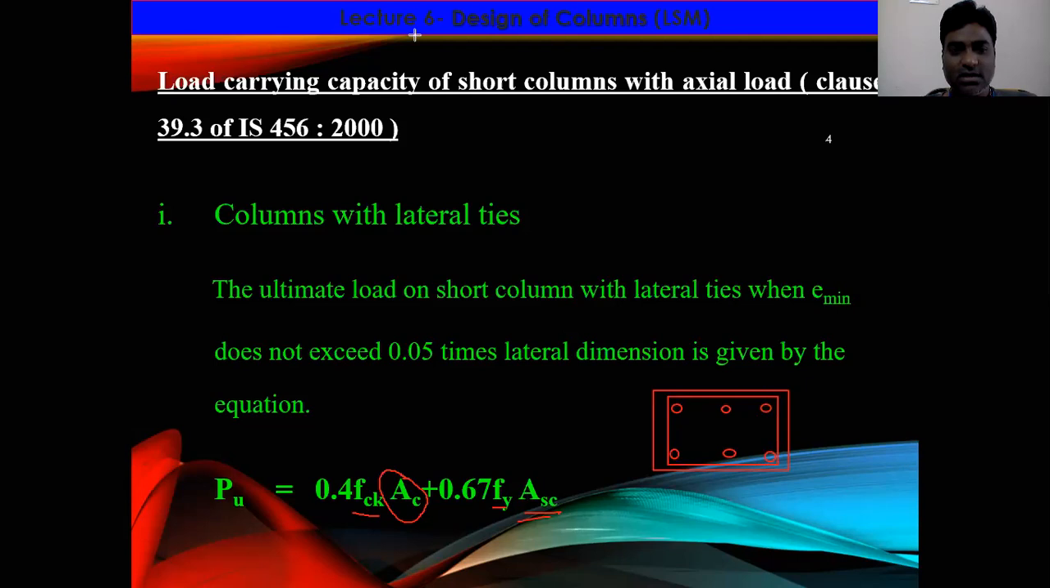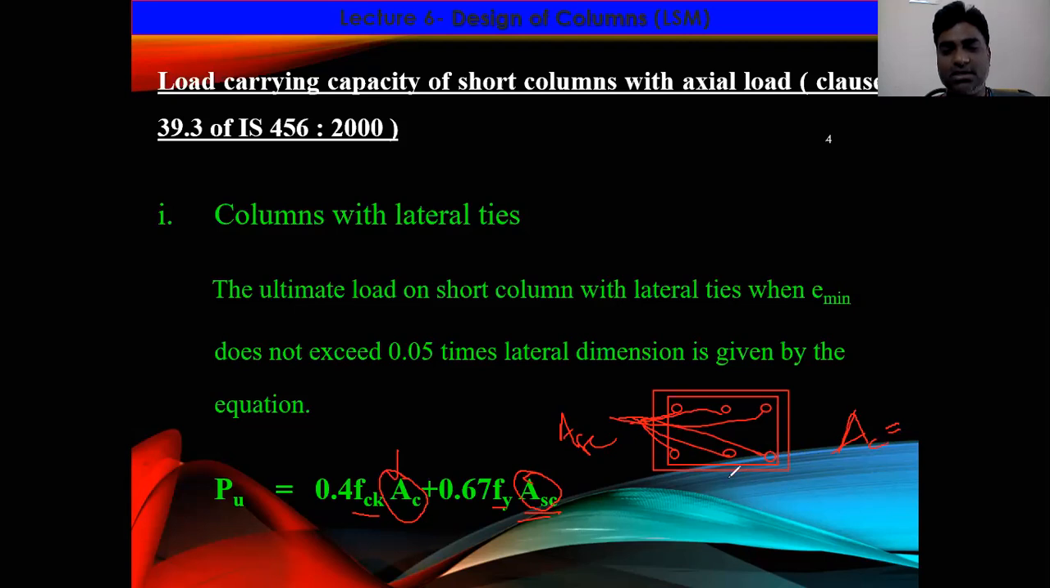So Asc is nothing but the area of the compression bars, that means the area of all these 6 bars. Then how to find Ac, that is the area of concrete. The area of concrete can be calculated as Ac equal to the gross area of this section.